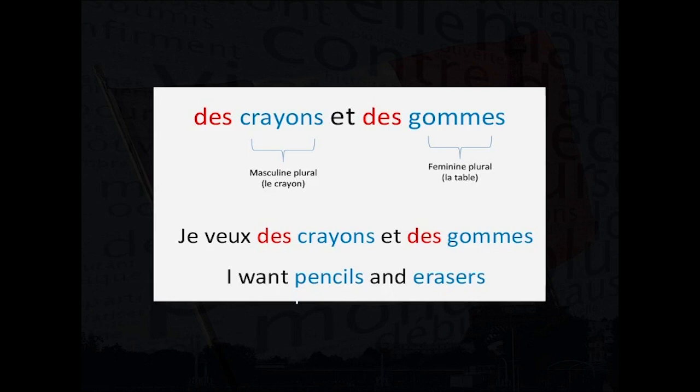If I use these words in a sentence, I would say, Je veux des crayons et des gommes. The English equivalent sentence would be, I want pencils and erasers. We notice that in the French sentence, the word des precedes the word crayon, which is a masculine plural noun, as well as the word gomme, which is a feminine plural noun. This means that des can be placed before any plural noun regardless of its gender.